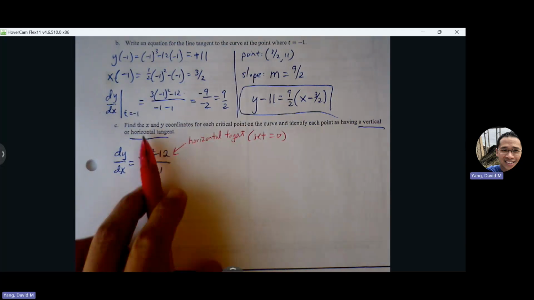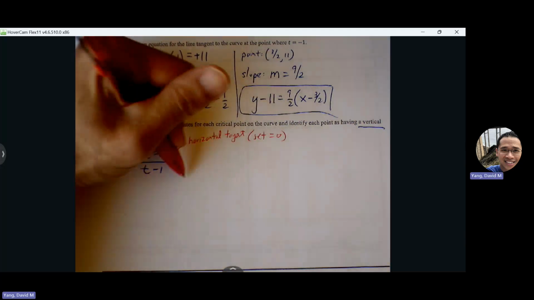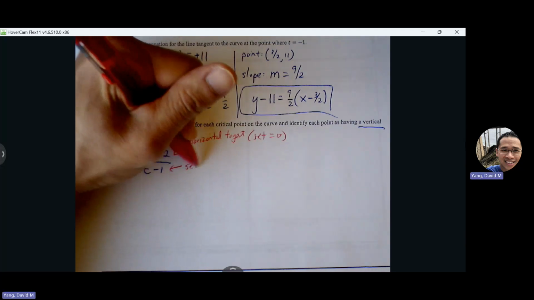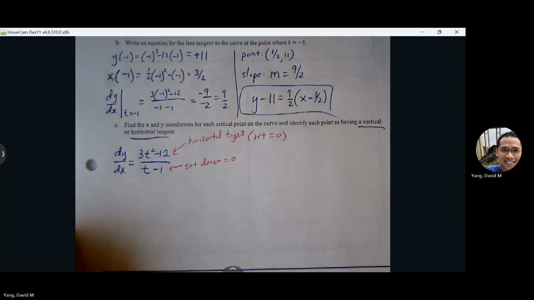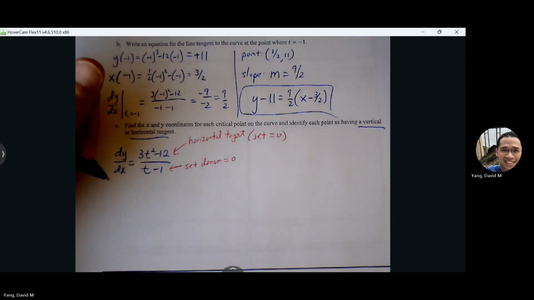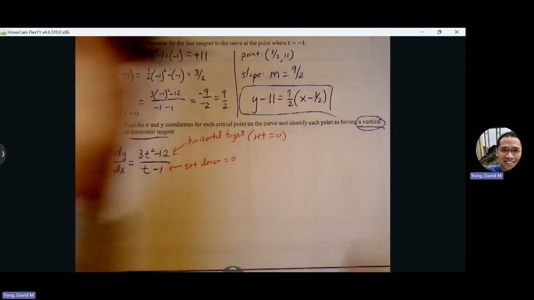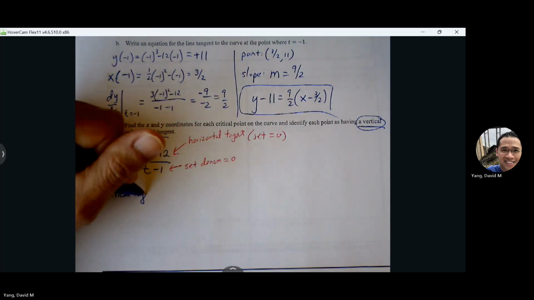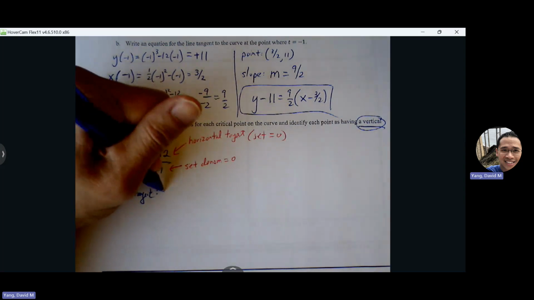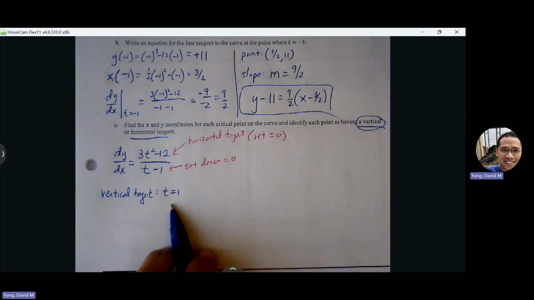Vertical tangent. Think of vertical tangent as undefined, right? So that's going to be setting the denominator of the derivative equal to 0. So let's do vertical tangent first, since they're asking for that. So vertical tangent will be when t is equal to what? 1, okay?